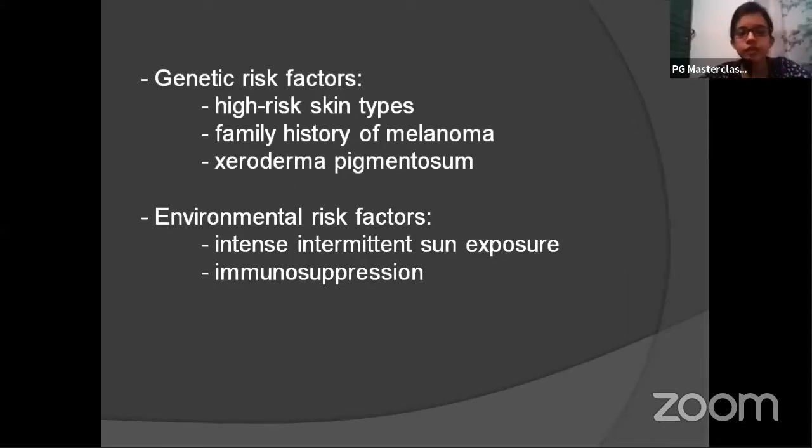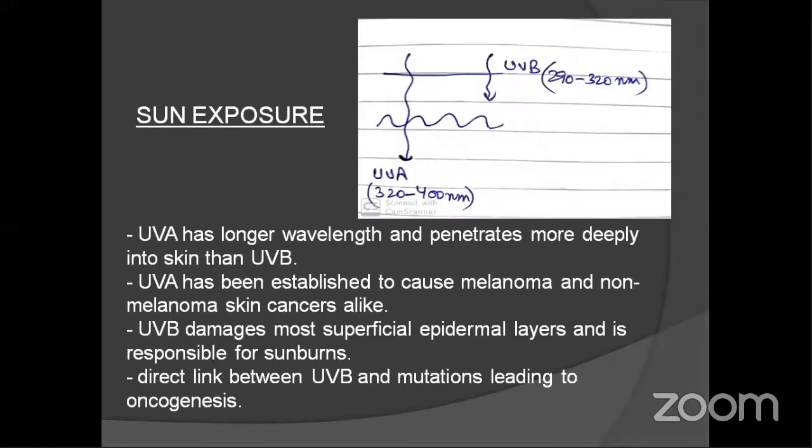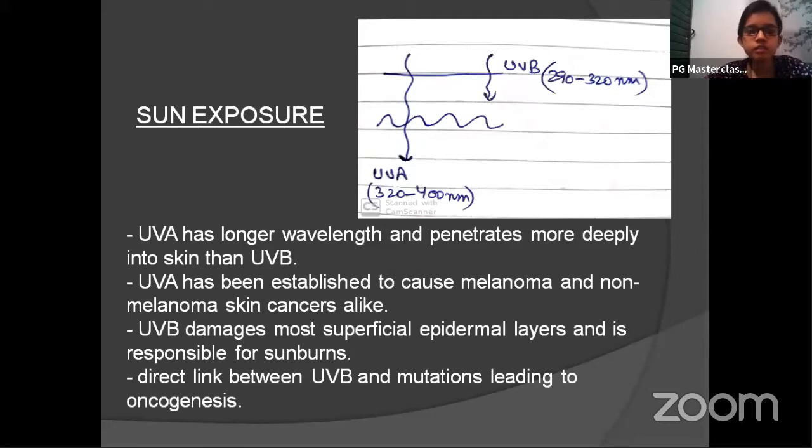The genetic risk factors for development of malignant melanoma are high risk skin types, family history of melanoma, and xeroderma pigmentosum. The environmental risk factors are intense intermittent sun exposure and immunosuppression. We'll discuss the risk factors.